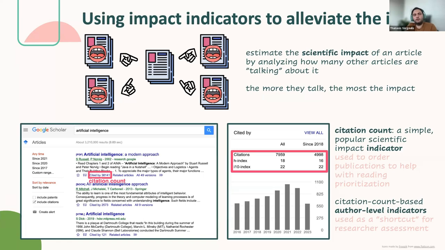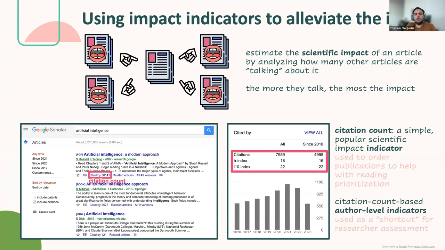So the main idea is that in theory, it is possible to estimate to some extent the scientific impact of an article if you analyze how many other articles are talking about this article. And of course, the more articles that are talking about this, the higher the expected impact would be. And based on that idea, various indicators have been proposed and have been used by relevant platforms. We all know, for example, citation count, which is a simple and popular indicator of scientific impact based on citations.